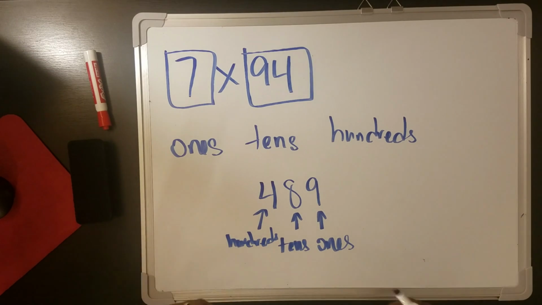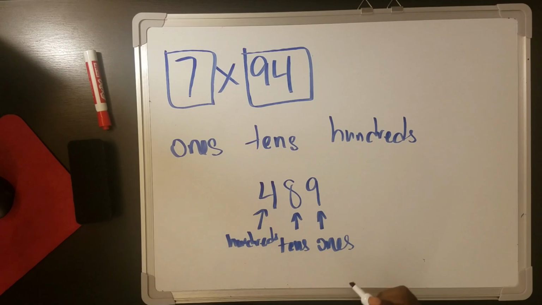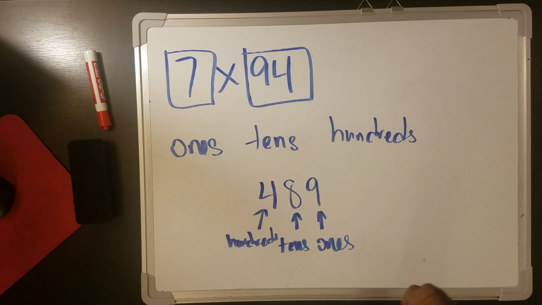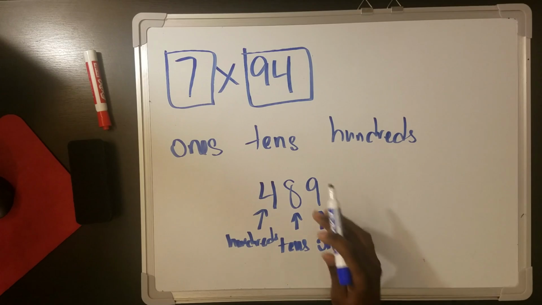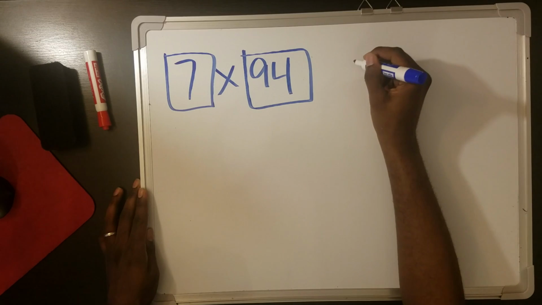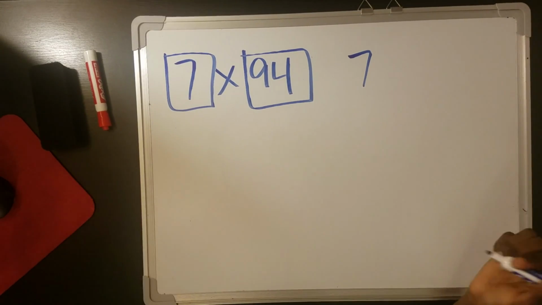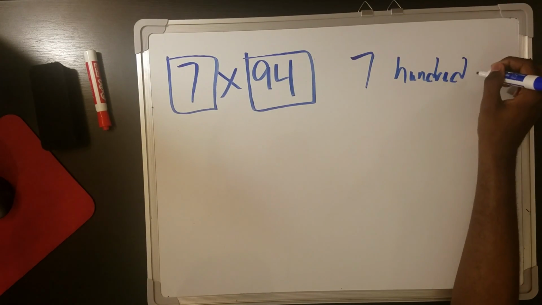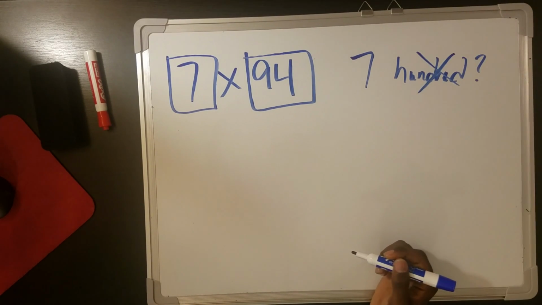So before you begin your Common Core multiplication, you have to understand that each placement in the number that you're looking at has a place that you have to take note of. Whether it be the ones place, the tens place, the hundreds place, or something bigger. So when you look at this, we take 7, and 7, do we have a hundreds place? No. 7 is too small for a hundreds.